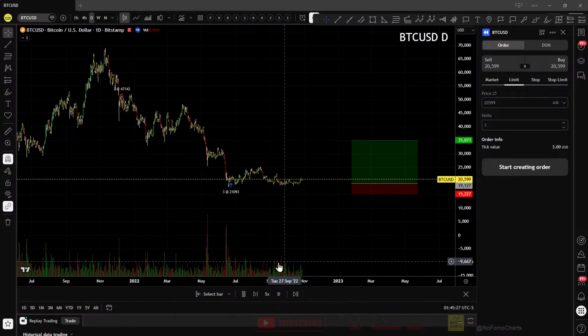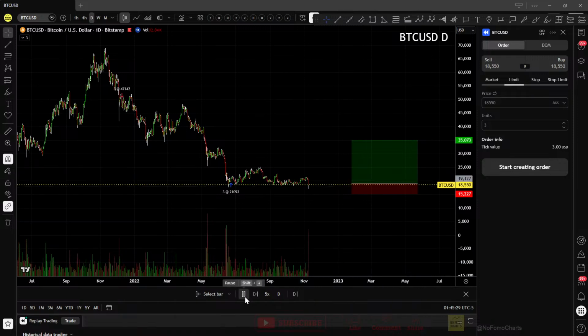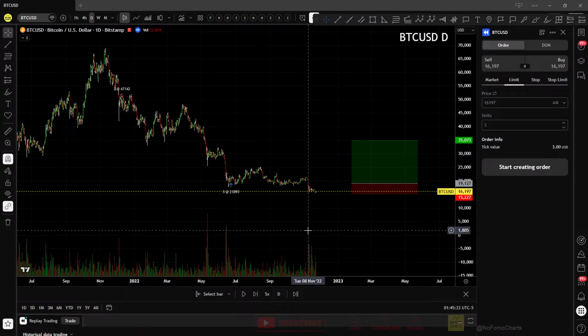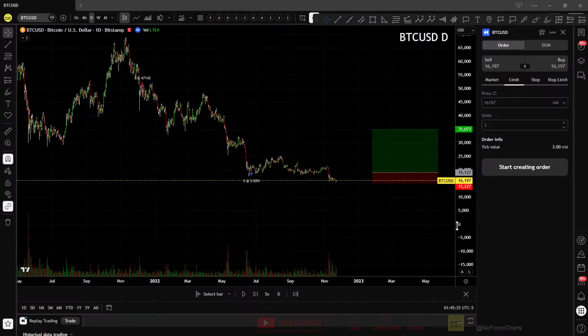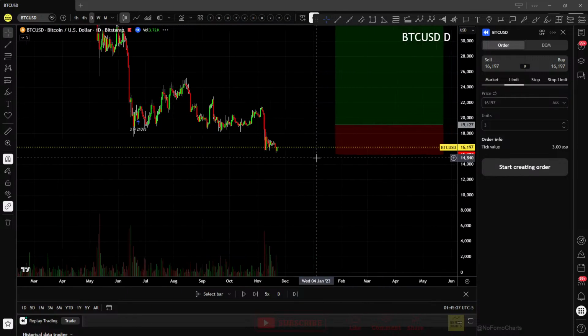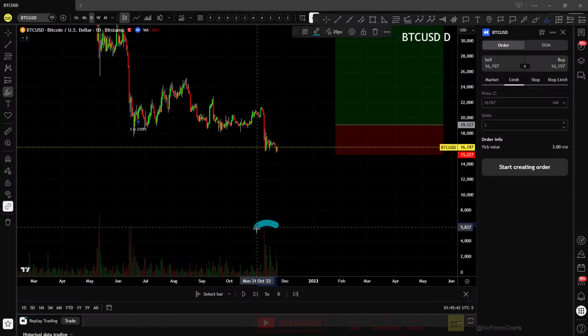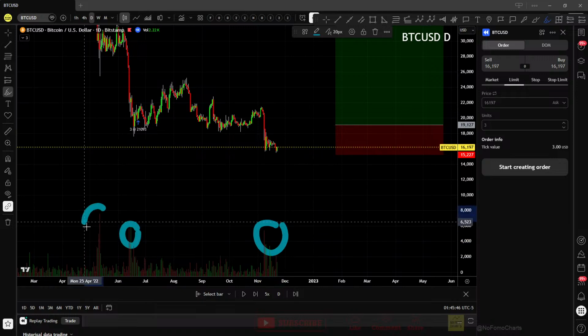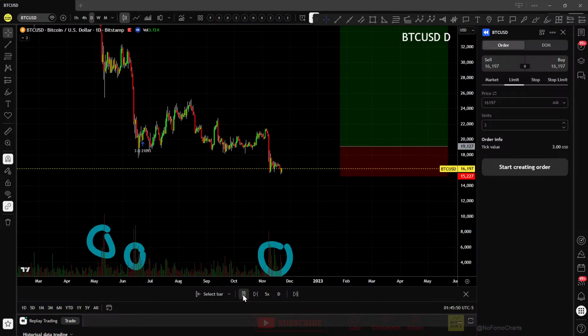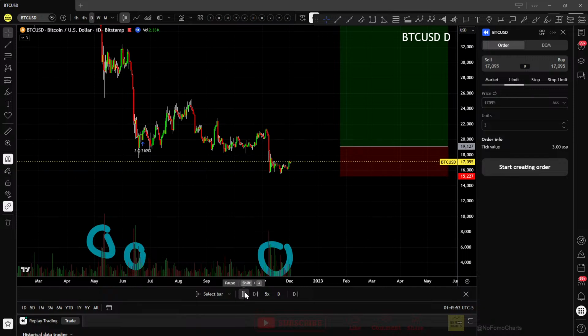Very suspicious. And there's the next crash. Now, this is interesting. There's a big volume right here on November 2022. Let's zoom in. Big volume here. That hasn't happened since June 2022 and May 2022. So this is like some kind of signal. Might not be the bottom.